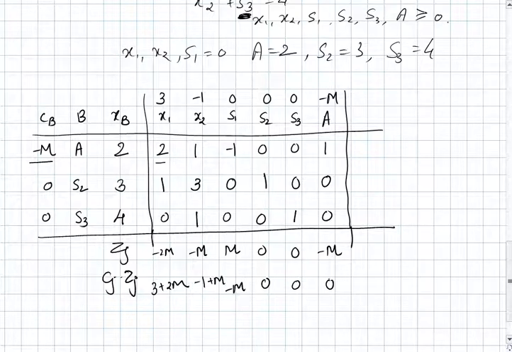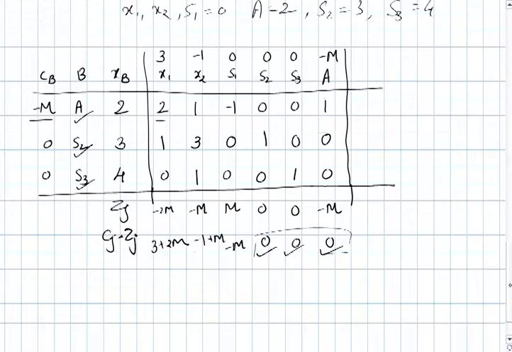And as you may have noticed, whichever variable is in the basis, the corresponding Cj minus Zj is always 0. Even if you do not calculate Cj minus Zj for variables in the basis, their value will already be 0.